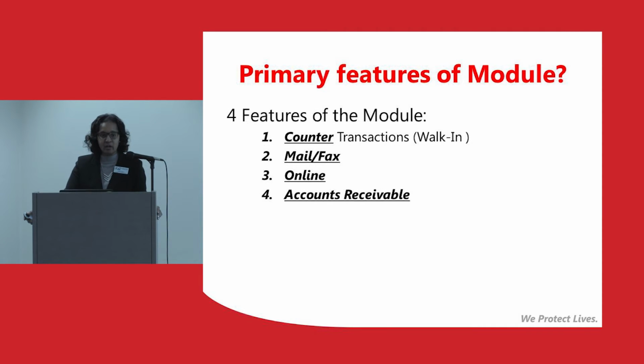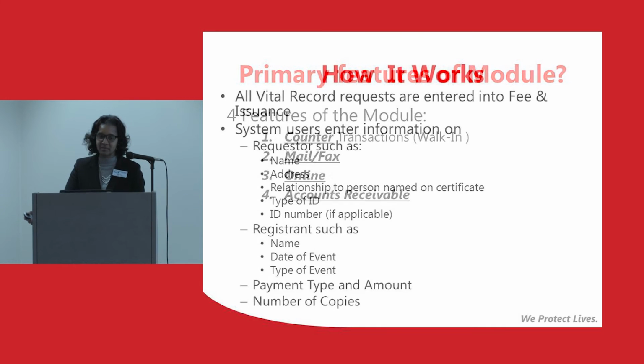In the module, there are 4 primary features. They are counter operations, mail fax, online, and accounts receivable. As it relates to the counter, what we're referring to is when your customer comes in, makes a request for a birth or a death certificate, etc., you are inputting that information into the fee and issuance module.